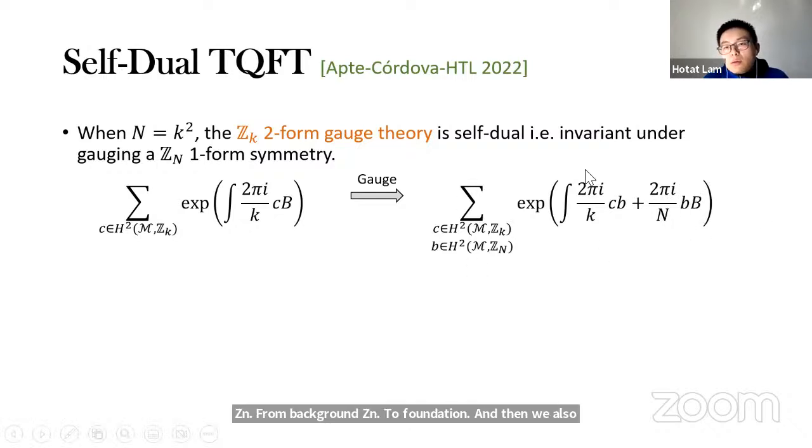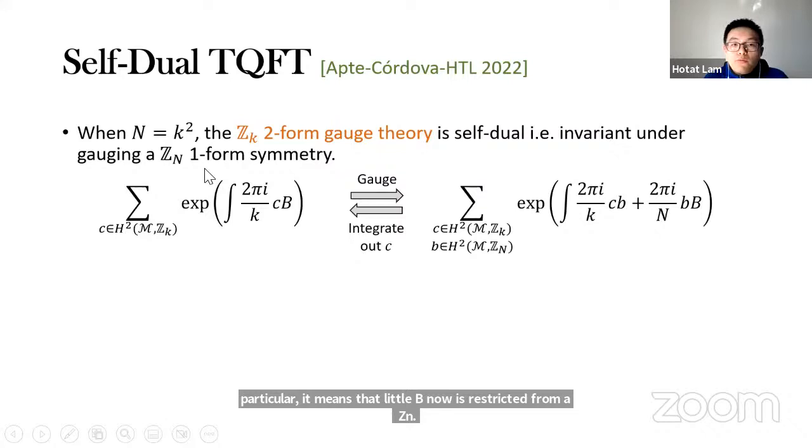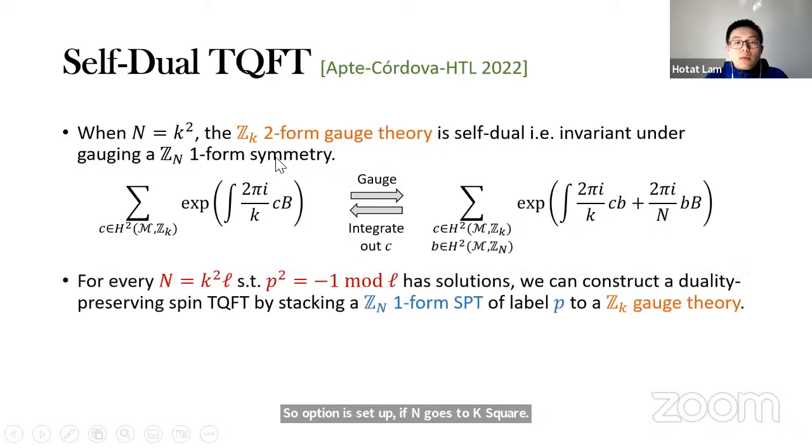So on the right-hand side, it looks like a completely different partition function, but in fact these two partition functions are equivalent. The reason is that we can integrate out little c. If we integrate out little c, what we learn is that little b has to be an integer multiple of k. In particular, it means that little b is now restricted from a Z_N gauge field to a Z_k gauge field, and then we recover the partition function on the left-hand side. So the upshot is that if N equals k squared, there are indeed non-trivial TQFTs that are invariant under gauging.